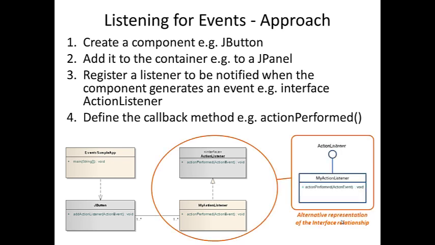If we take a closer look at the actual approach of listening for events, we create a component, for example a JButton, and we add it to the container, for example the JPanel. We register a listener to be notified when the component generates an event. That's known as an action listener. And then we define the callback method, which is the actionPerformed method. That's where we put our code for what we want to happen when that button is clicked. That goes into the actionPerformed method, and that calls back to the action listener, which is waiting for the event on the JButton.